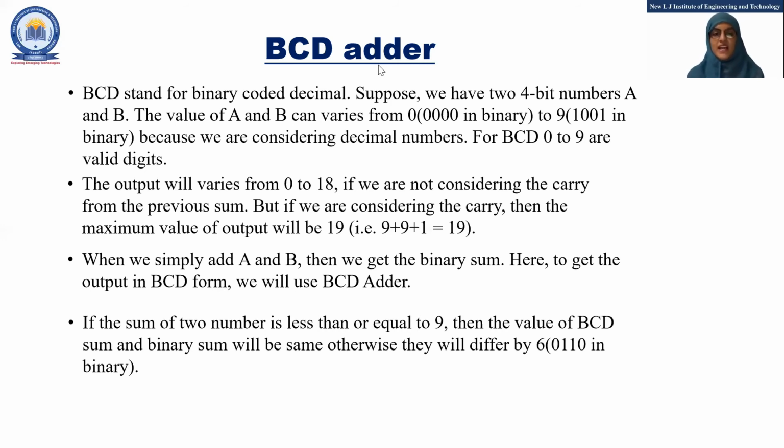When we directly add A and B, we will get the binary sum. The addition rule for the BCD adder is that if the number is greater than 9, we have to add 6 to it. And if the number is less than 9, the number will be as it is, the binary number. So to implement this logic into the logic diagram, let's look at the truth table.